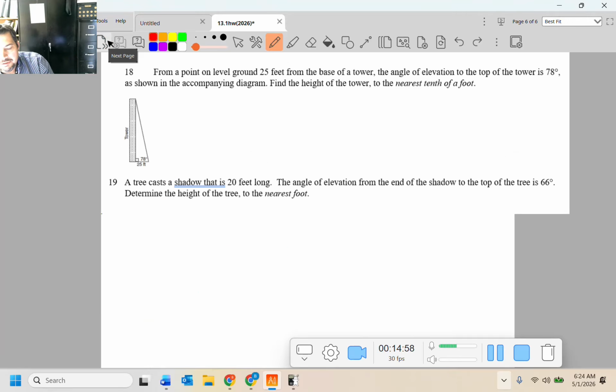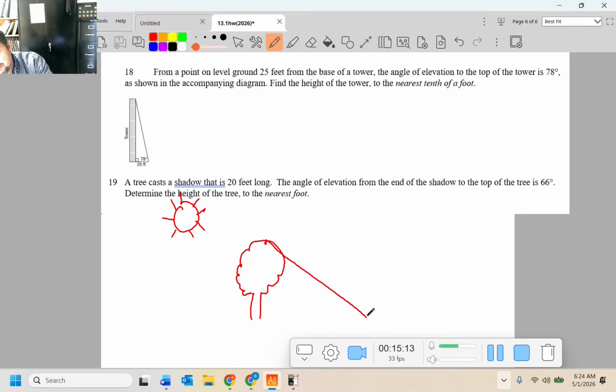All right, last one I'm going to do, number 19. The tree casts a shadow that is 20 foot long. So here's my beautiful tree. Shadows are created with sunlight, right? And the shadow would lie on the ground. So there is a 20-foot shadow of a tree on the ground. The angle of elevation from the end of the shadow to the top of the tree is 66 degrees. That would go right here. This is the angle of elevation. Determine the height of the tree to the nearest foot. Well, we'll just call that X. We can call it H, whatever you want.